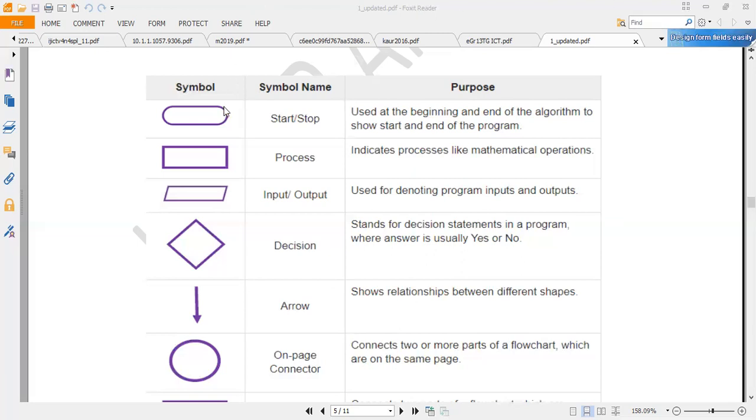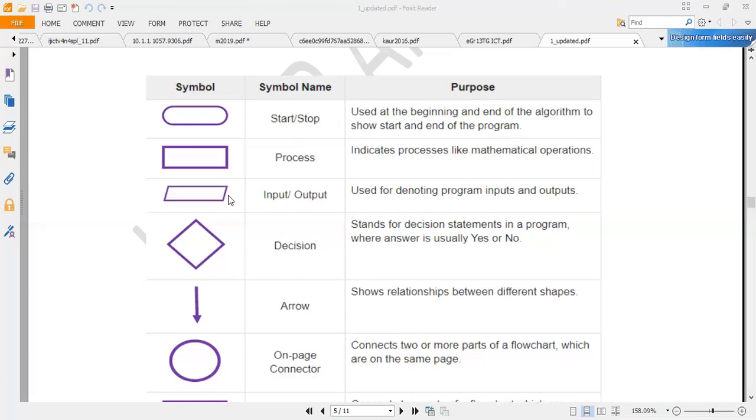This is the start and stop symbol. You start at the beginning and end of the algorithm to show the start and end of the program process. Then the process symbol indicates processes like mathematical operations.